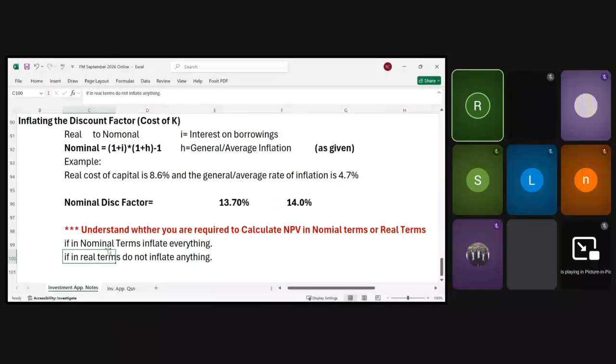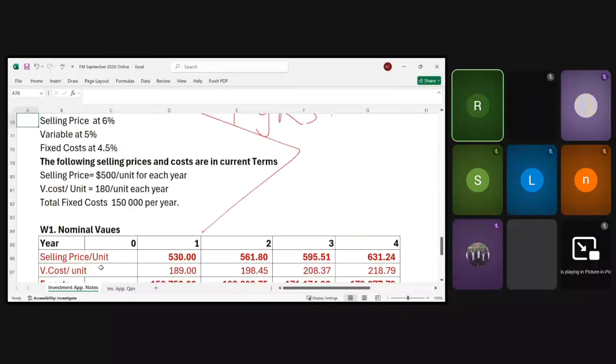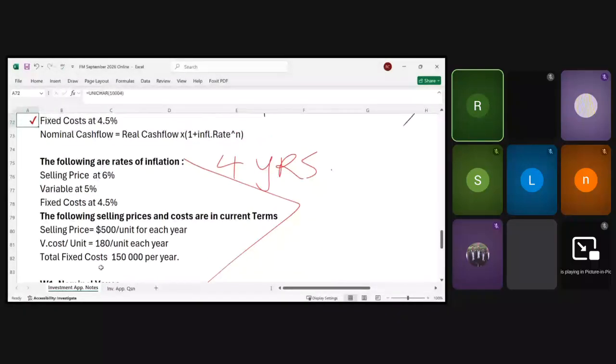Okay, so assuming that you have been given real cash flows, you have also been given the rates of inflation, and the examiner asks you to calculate NPV, please assume that you are going to calculate your NPV in nominal terms. This is done, my friends. I'm now waiting for questions so that I can give clarity to this.